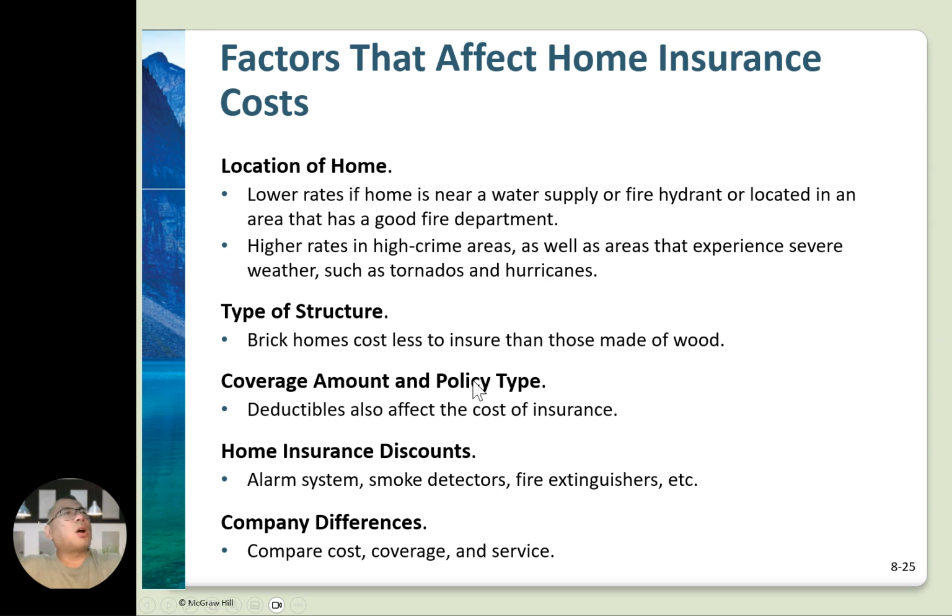Factors that affect the home insurance cost: location of the home, such as lower rates if the home is near a water supply or fire hydrant, or located in an area with a good fire hydrant. Like my home is exactly in front of the fire hydrant, so it has a lower rate. High rates are usually for high crime areas and expensive areas, such as tornado and hurricane zones. For example, Florida is a good example. The insurance cost there is very, very high because every year they have tornadoes and hurricanes.